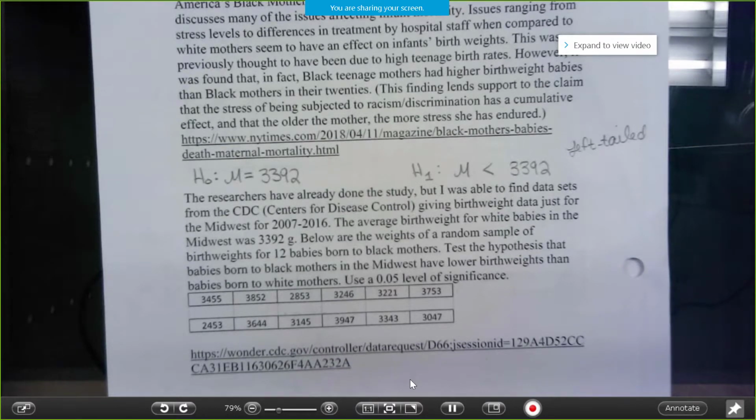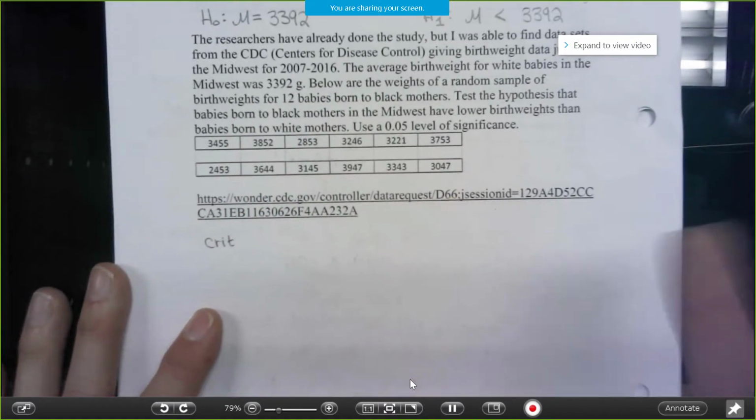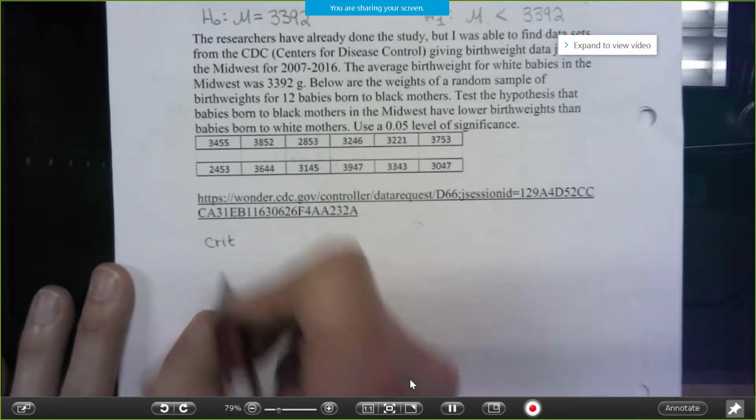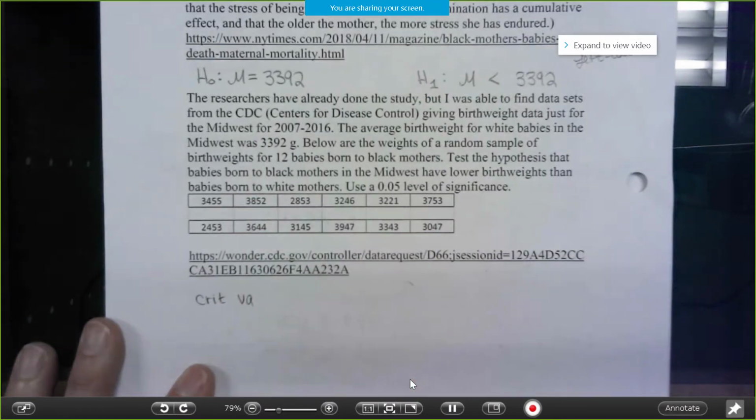Now, the one thing I said your calculator's shorter way won't do for us is find the critical value. So if I ask you for the critical value in the classical approach, then you have to do that yourself. So let's just practice doing that. Oh, and this is the link to the data sets. This is the link to the article, and this is the link to the data set.